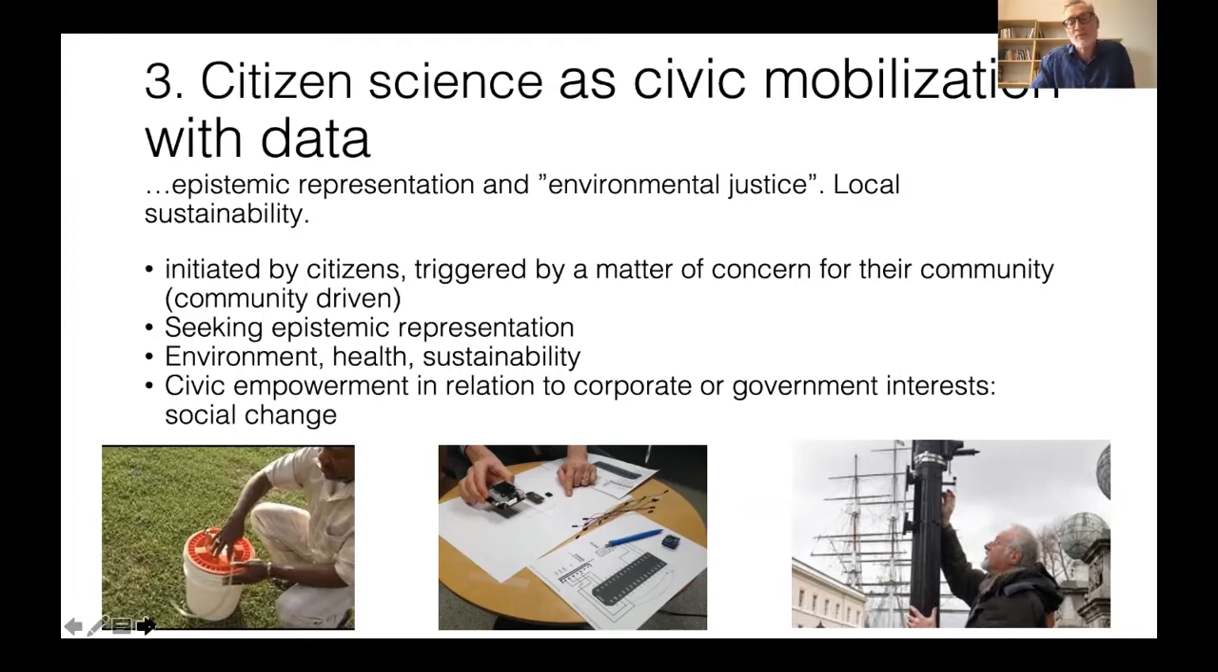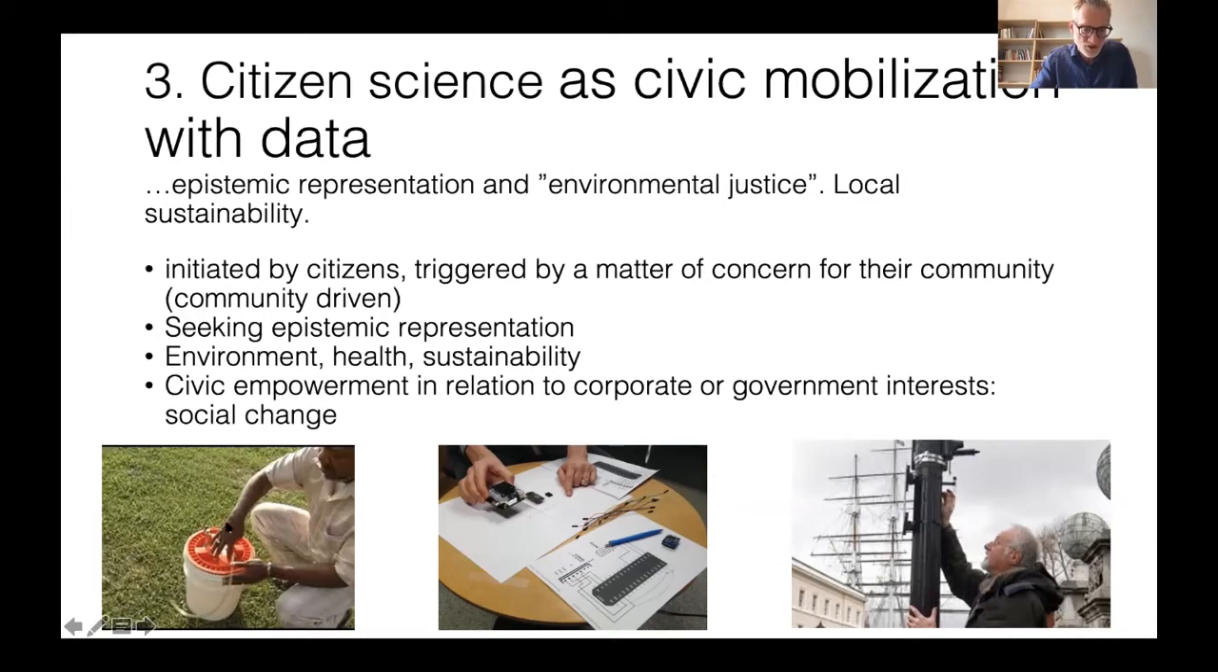And this can sometimes be done in opposition to professional science, but not always; it could also be in conjunction with professional science. It's initiated by citizens, triggered by a matter of concern for their community. And as I said, it's seeking epistemic representation, usually about environment, health, and sustainability. It's usually thought of as some kind of civic empowerment in relation to corporate or government interests, and with the search for social change. And I hope you can see my cursor when I move it around now.